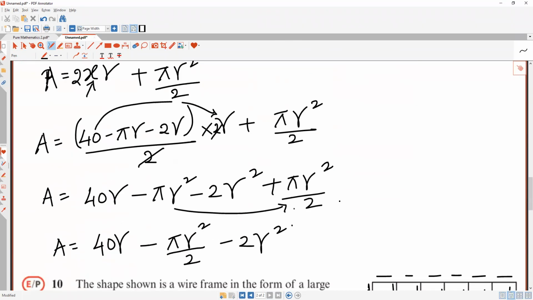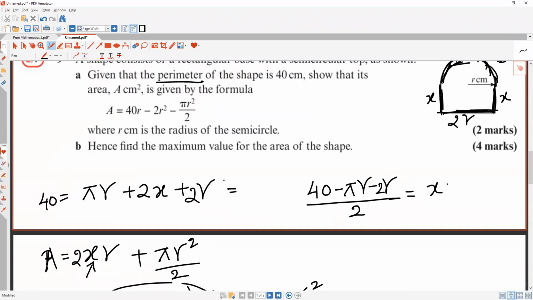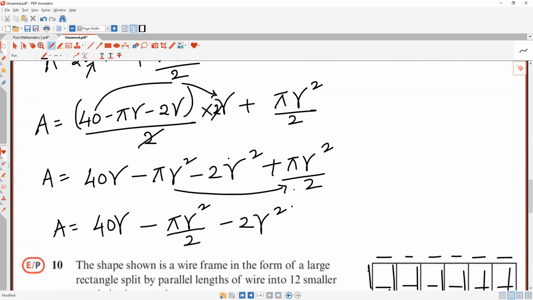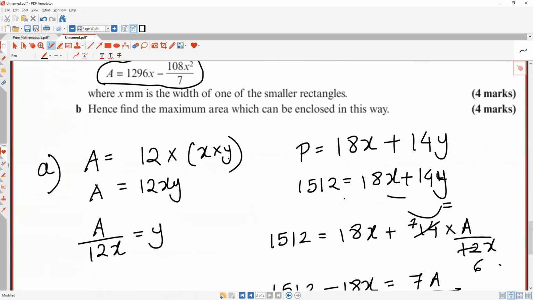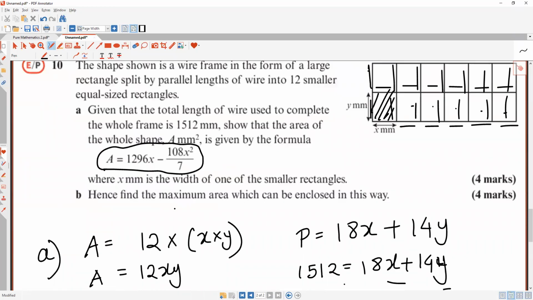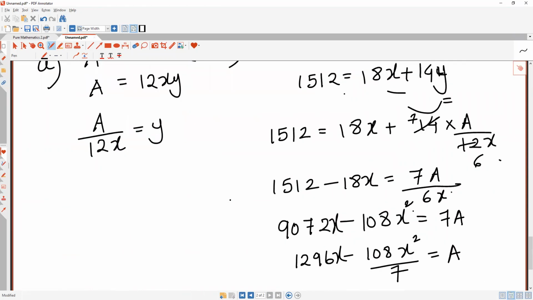Then they said, hence find the maximum area. By the way, I actually forgot to do the maximum area of this one. Find it for the B part. I think you guys can manage this on your own. You just have to do dy by dx. That's it. So they said, hence find the maximum area. Okay.